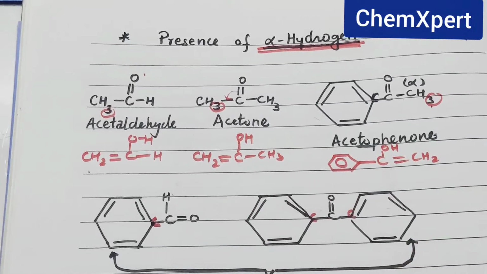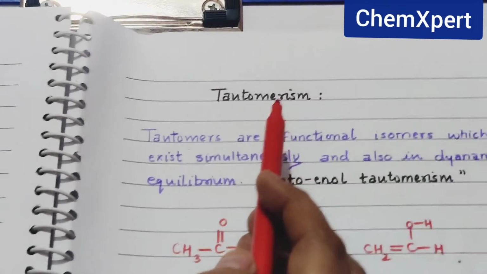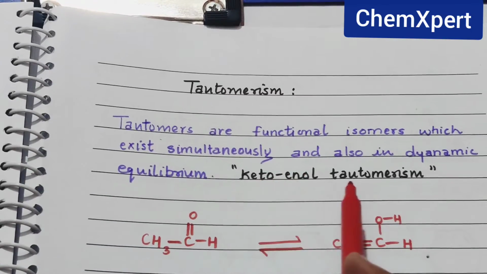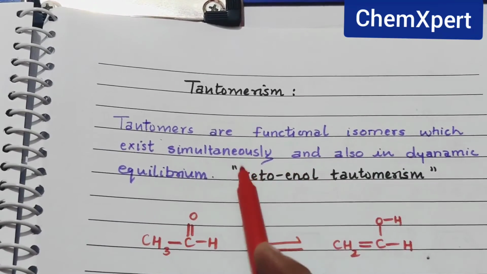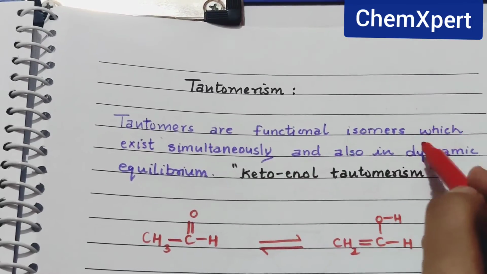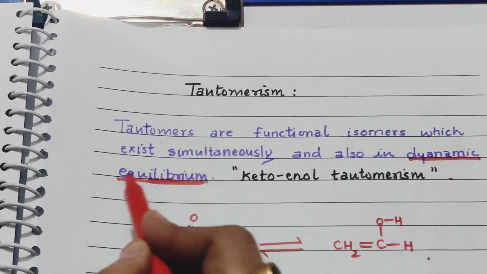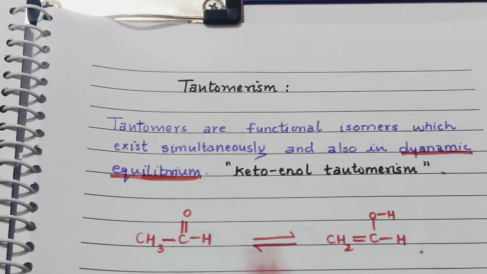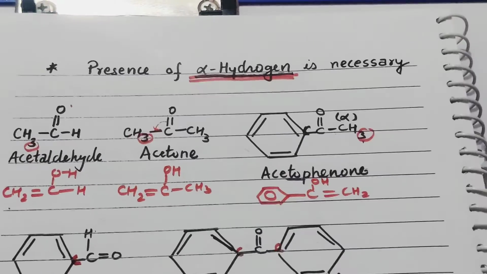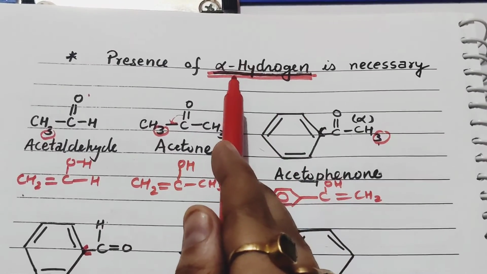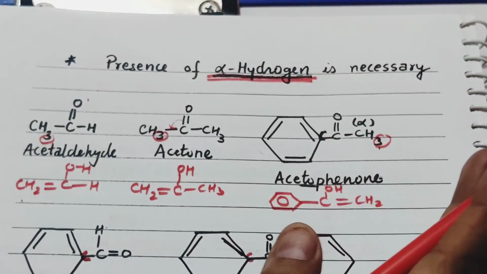So I hope you can understand this topic, which includes a few definitions. First of all, what do you mean by tautomerism? Why is it called keto enol tautomerism? Because here the ketone group changes into enol, and they both exist in dynamic equilibrium, which means both isomers exist at the same time and they are rapidly exchanging between each other. And the second important point, what is the main requirement for tautomerism? Presence of alpha hydrogen. If alpha hydrogen is not present in the ketone, it will not show that isomerism.